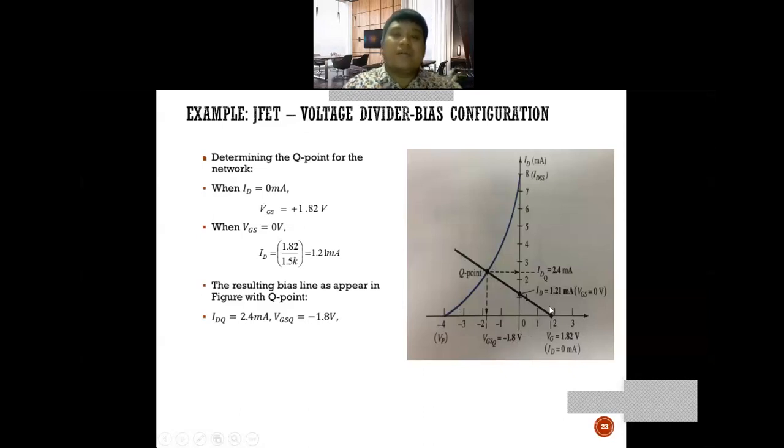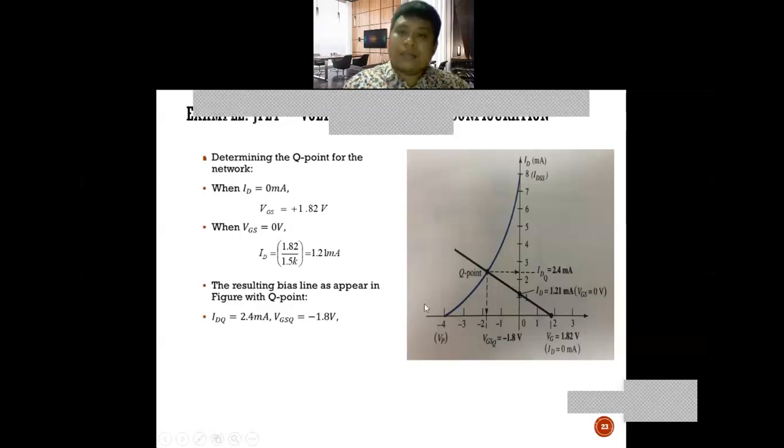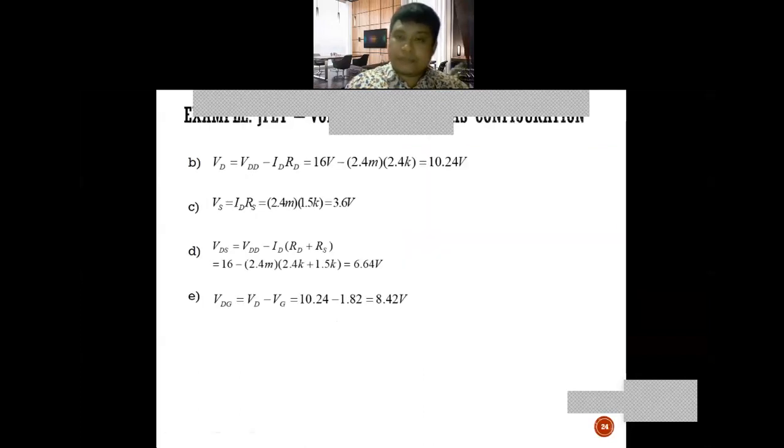First, to find ID by using the graph, you plot the curve and then you find the VGS first point and second the point of the ID. Then you draw the line on the graph until it intersects with the curve. So you can find the Q point here. From this, you can find the VD, VS, VDS, and VDG like this.